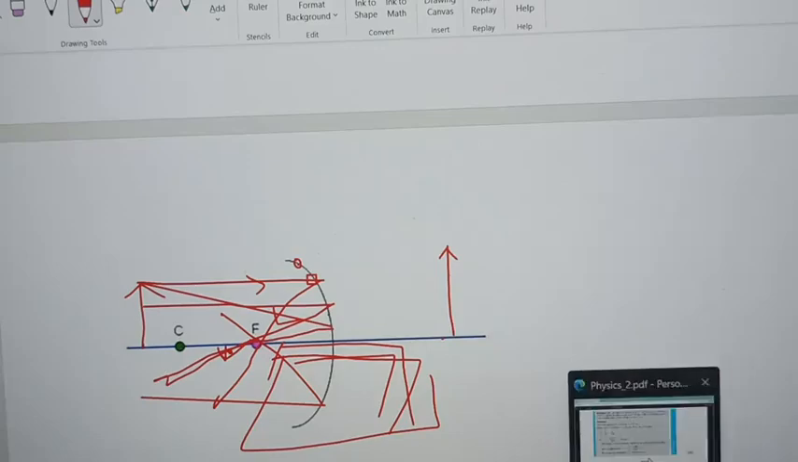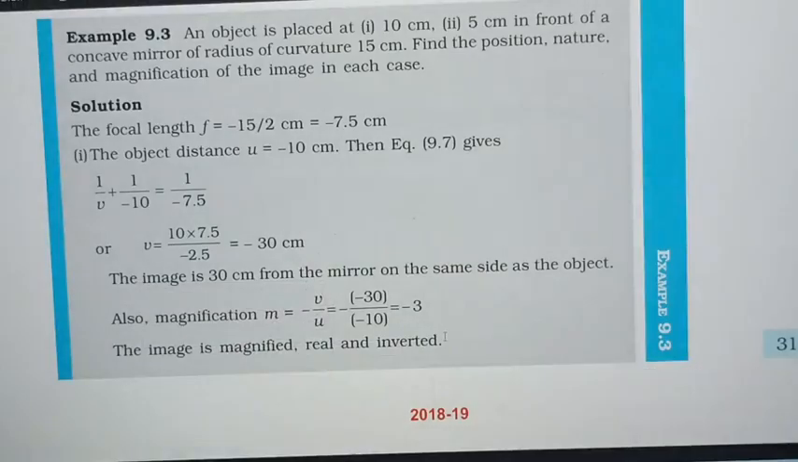If it is a real image, it will always be inverted. You cannot say real and erect. So from here itself we can find that out, and the magnification formula also you can use to find it. Minus v upon u is the formula. Then v is minus 30 centimeter, we found out over here. u is minus 10 centimeter, given. Then we got minus 3.